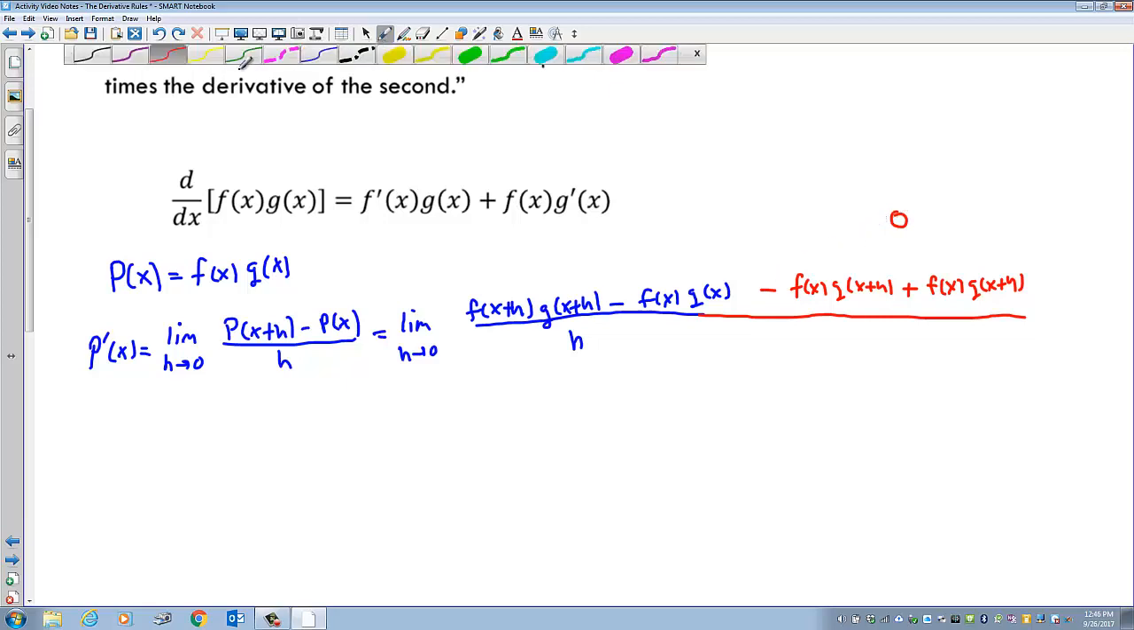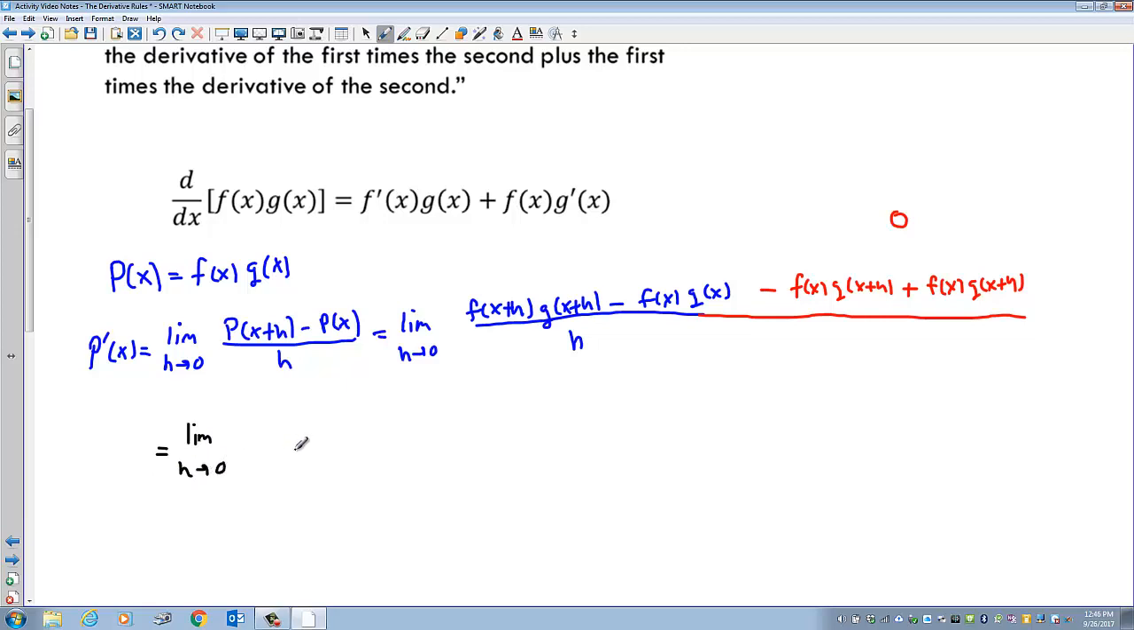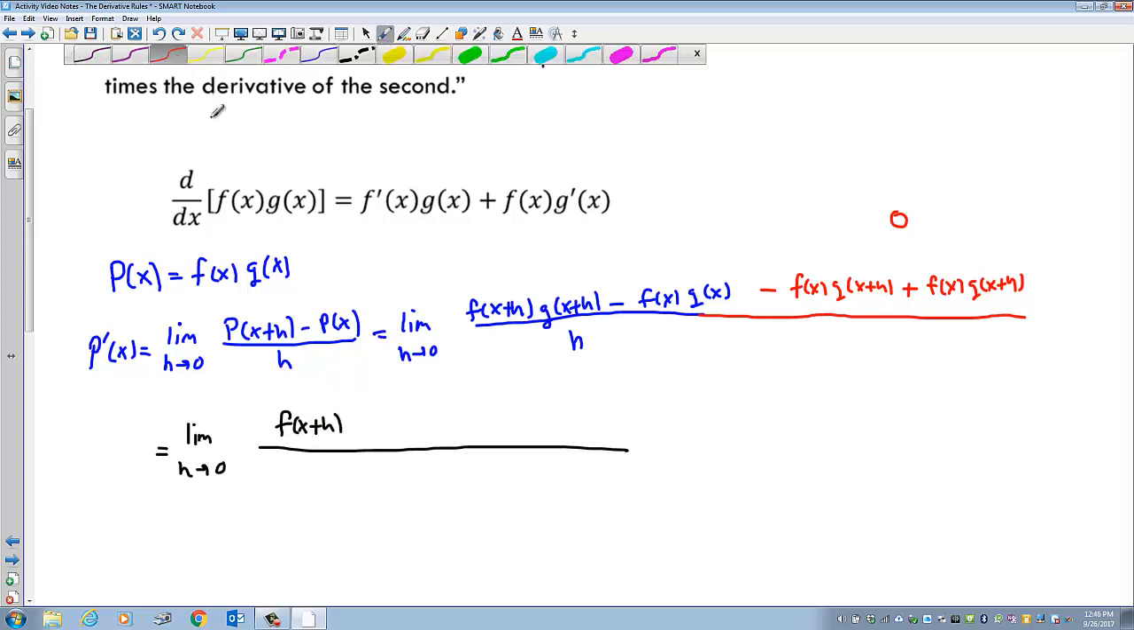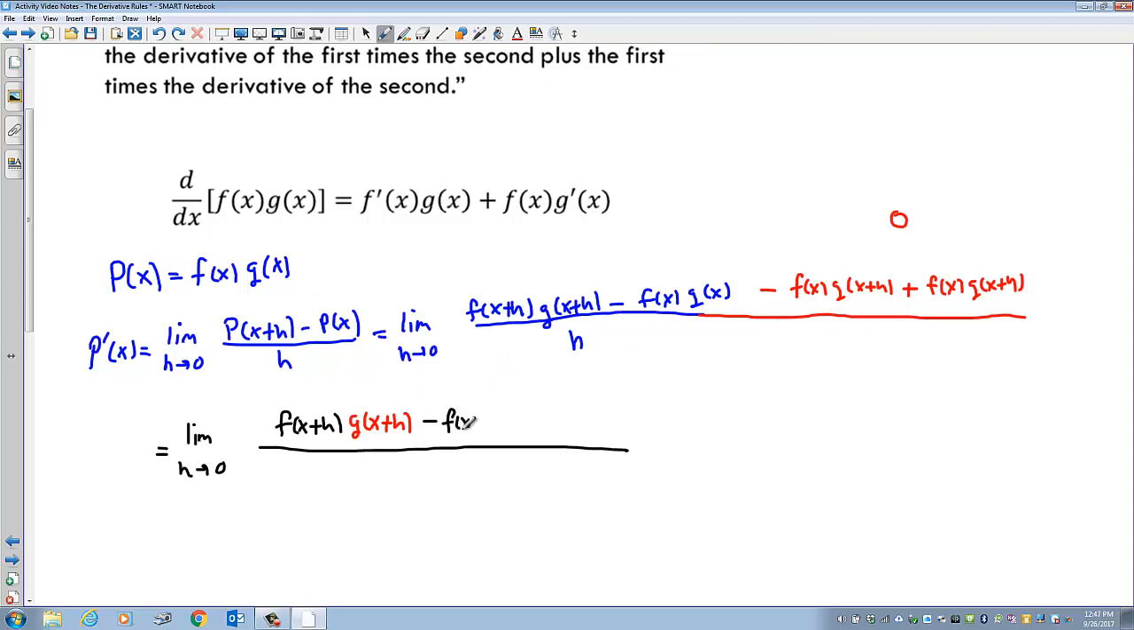But what I can do now is recollect the terms, and something nice is going to happen. So I have the limit as h goes to 0 of f of x plus h times g of x plus h. I'm going to do some coloring here for fun. So times g of x plus h, that's that first term. And then I have minus, I'm going to move this little term over, and you'll see why in a minute. So I have f of x times, and in red, we'll write g of x plus h. Let's make things pop. So I just move that term over.